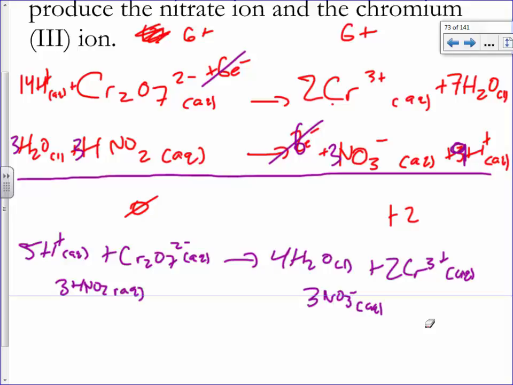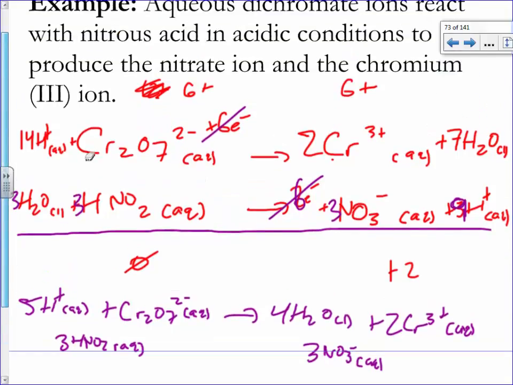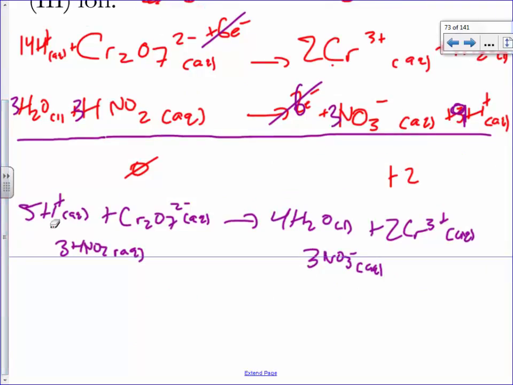Partially because when I first started, I wasn't aware that I was going to need 5 hydrogens on this side and 4 waters on that side. When I first started, all I had was this one, this one, and that one. Does that make sense? So I wasn't even fully aware that I needed this hydrogen and that water. Okay, cool. Let's try another one.